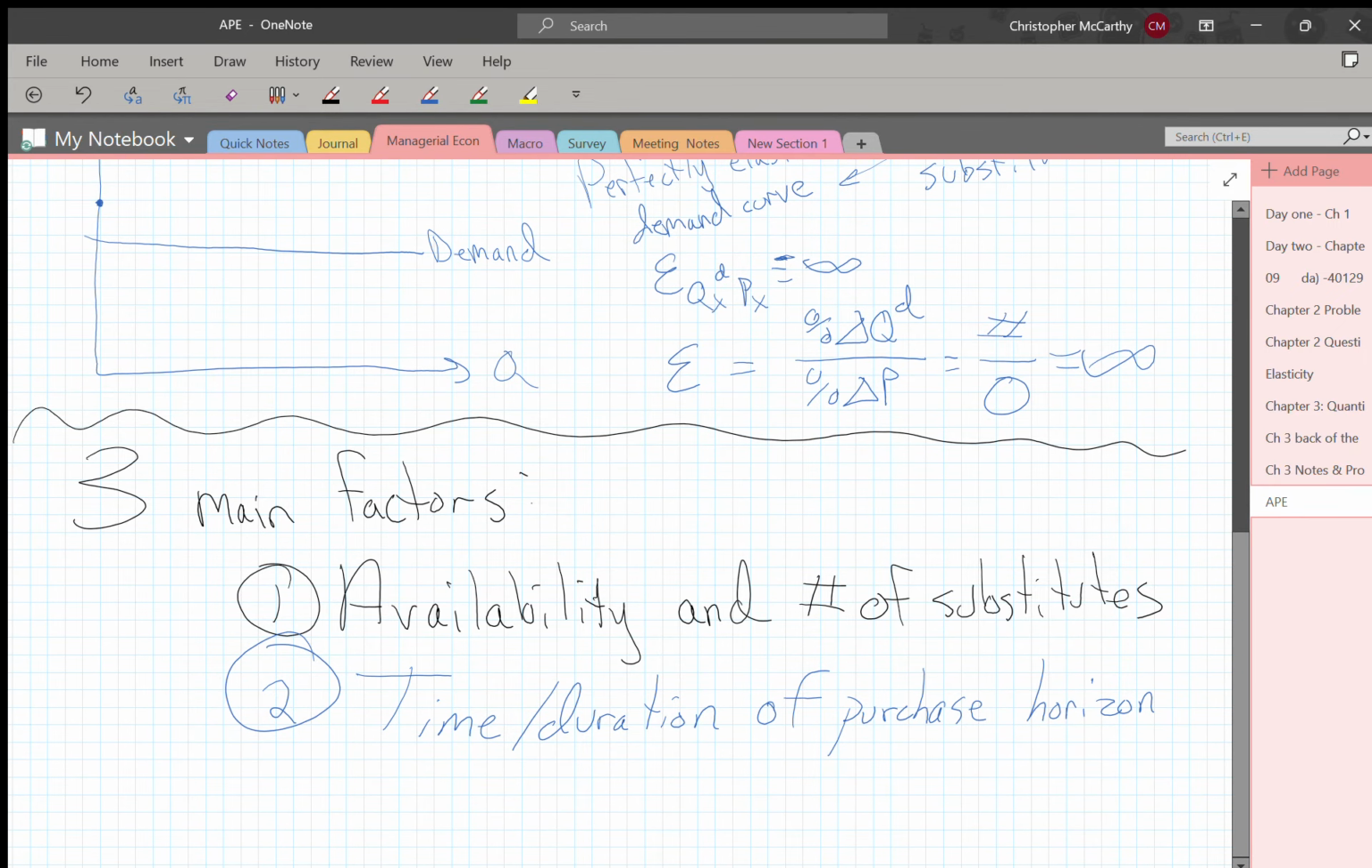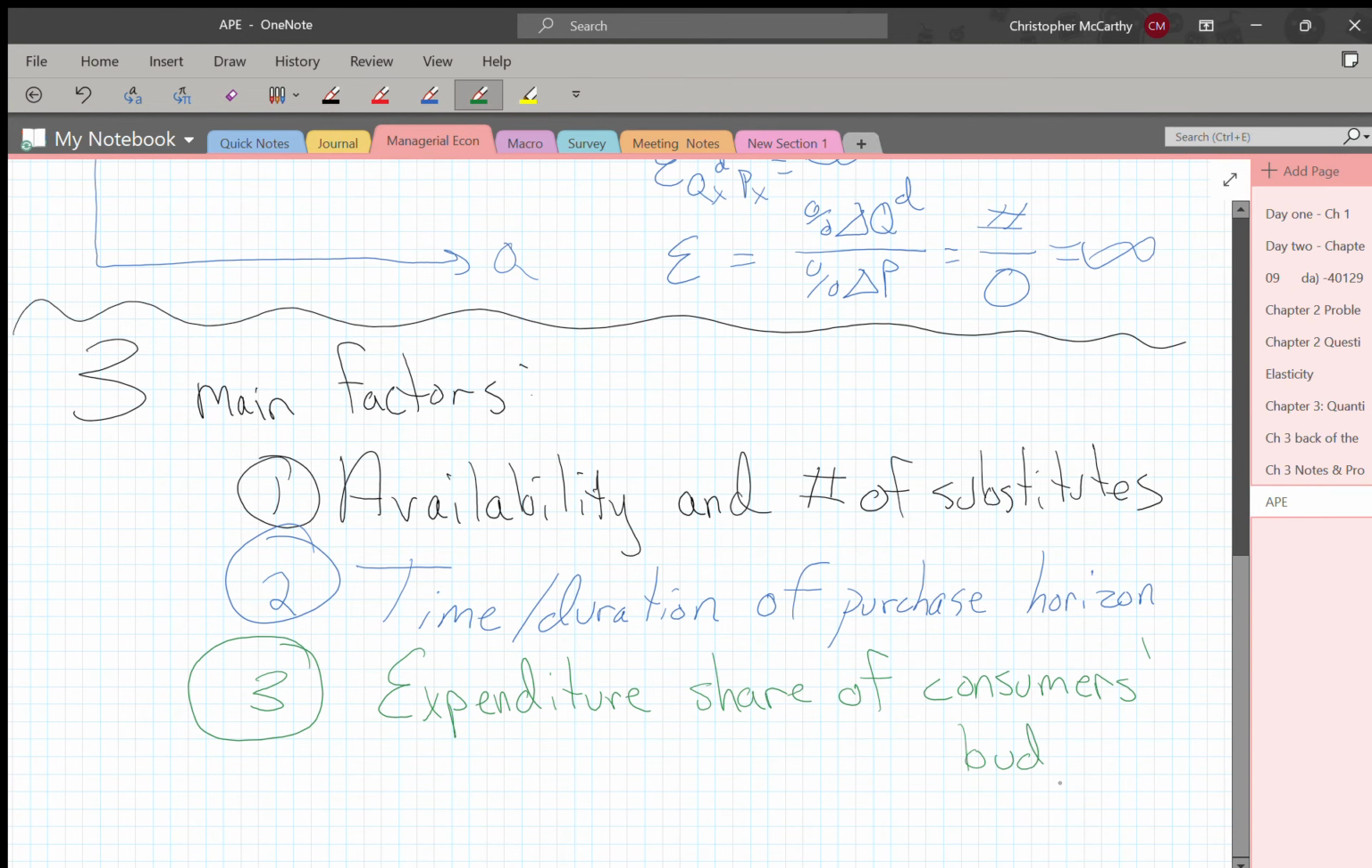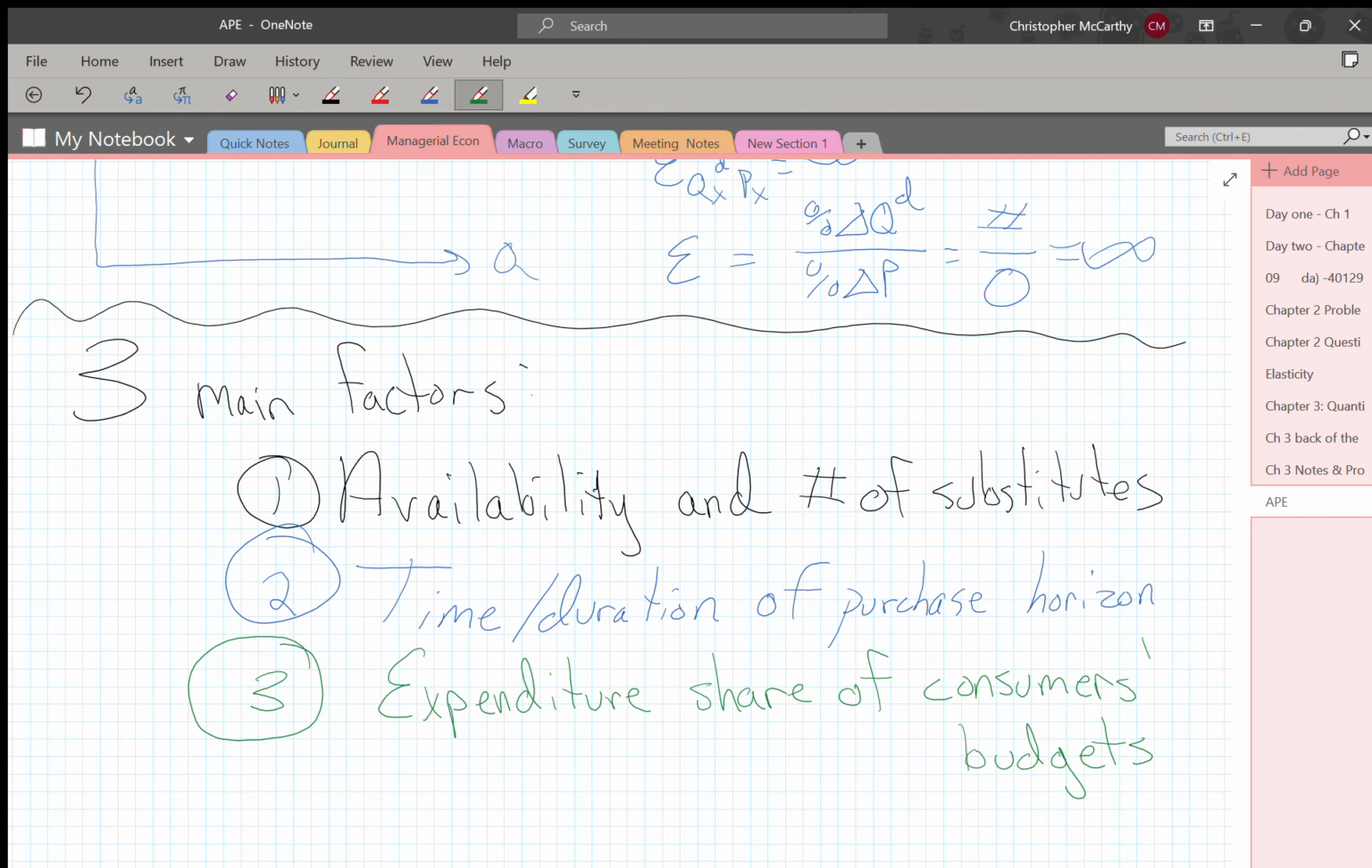And the last one is the expenditure share of consumers' budgets. How much is the price of a box of salt, right? It's like $1, $1.10 or $1.50. If the price of salt were to increase by 75 cents and it was $2.25 tomorrow, would you still buy the salt? Yeah, you'd still buy the salt. But what if your rent increased by 50% and instead of paying $600 a month, now you're paying $900 a month? That'd be a different story, right?